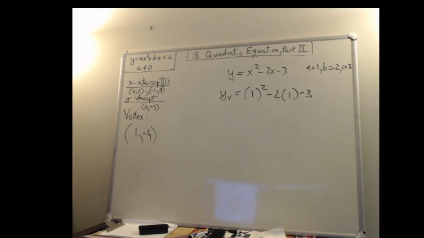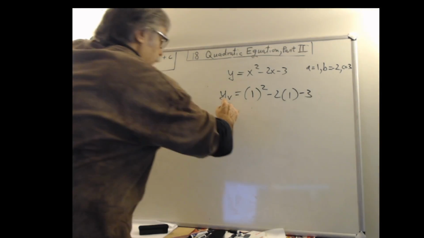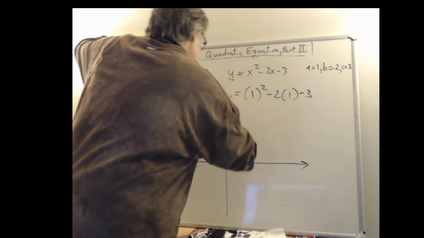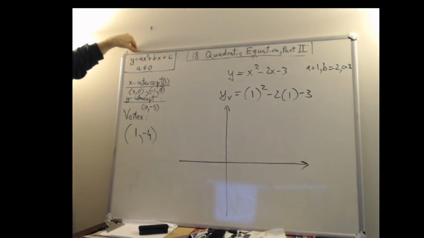So now you have 4 points: the x-intercepts, the y-intercept, and the vertex. You can start graphing. And you might need to do a little more point plotting to find out where that parabola is. So I have 3, 0.